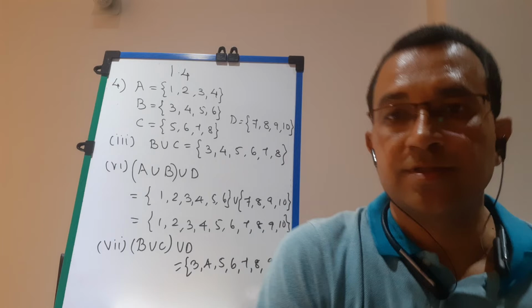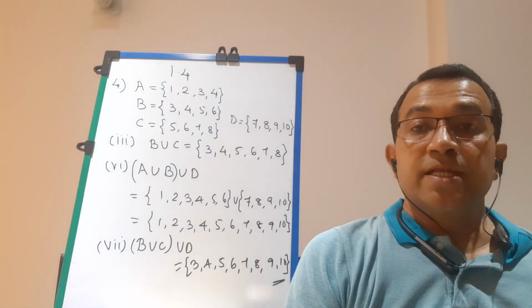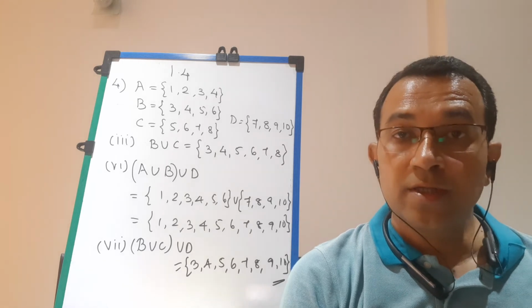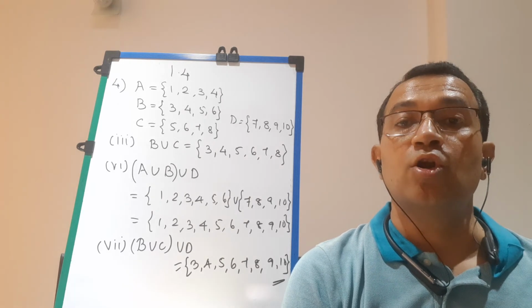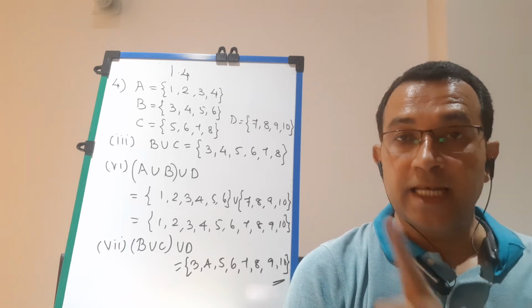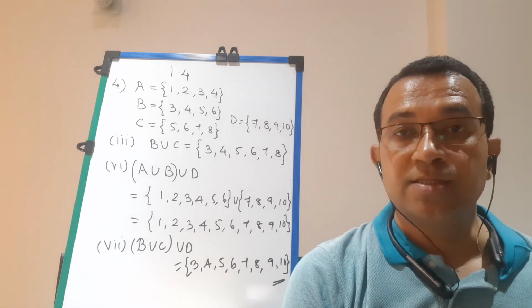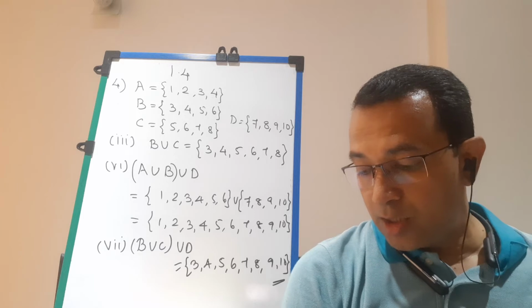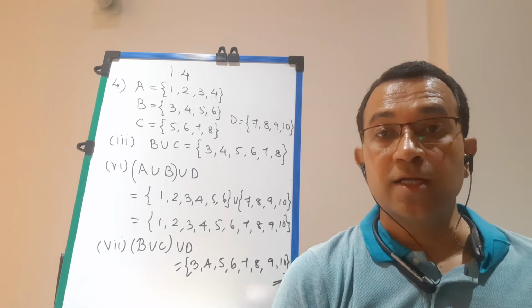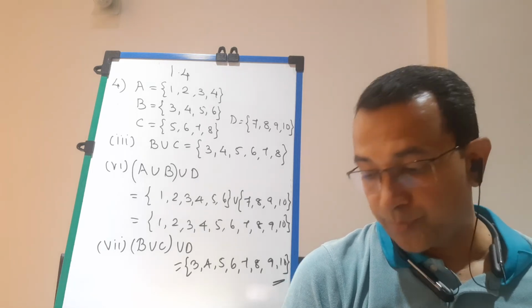That's all, students. So these are very easy questions, but one element less or more is always considered wrong. I repeat, students, one element less or more is always considered wrong. So do the remaining parts in homework. If you have any doubt, you are most welcome to discuss with me.